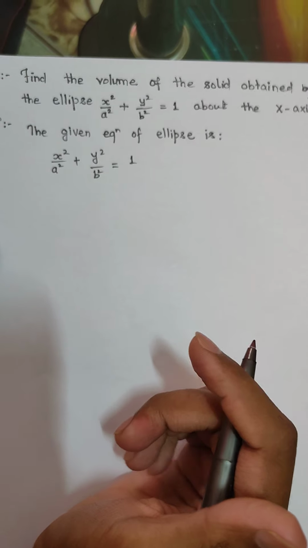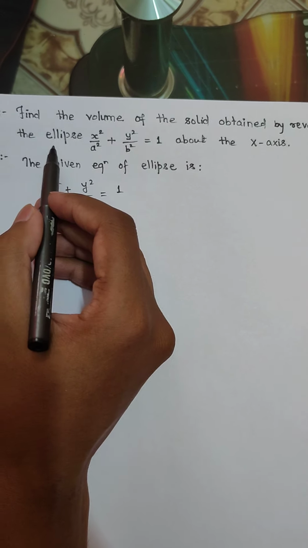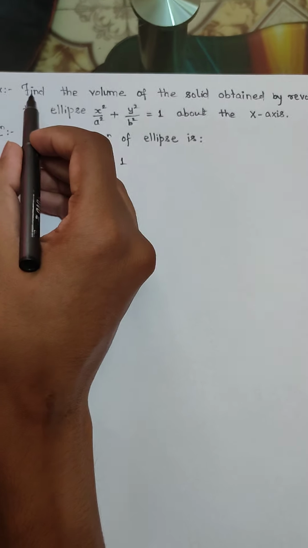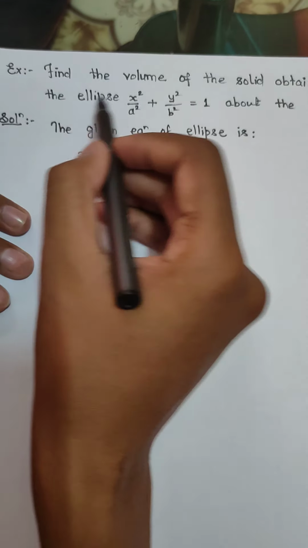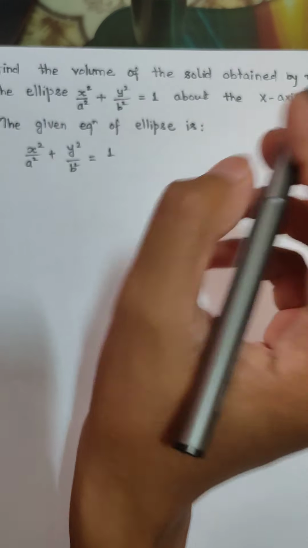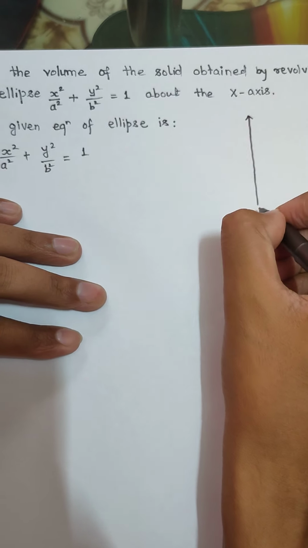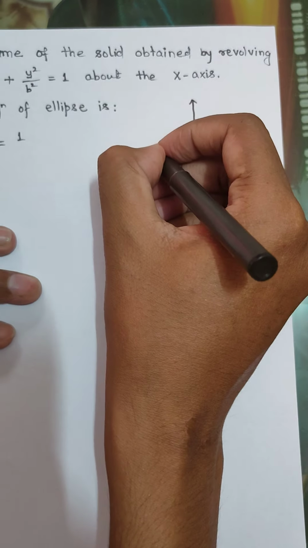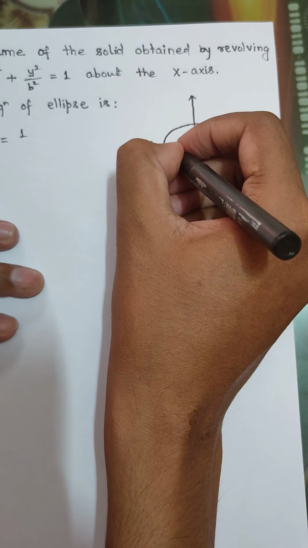So this is the example that we are going to work out with. This example is a pattern example of many examinations. So let us see what this example is. The example says find the volume of the solid obtained by revolving the ellipse about the x-axis. So first of all we are going to draw the ellipse. So we are drawing an ellipse.